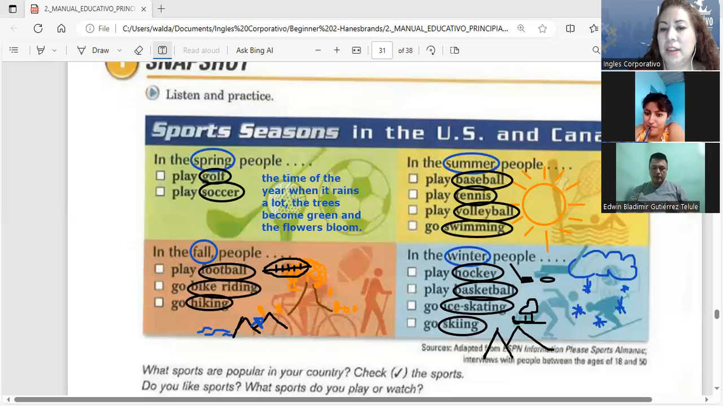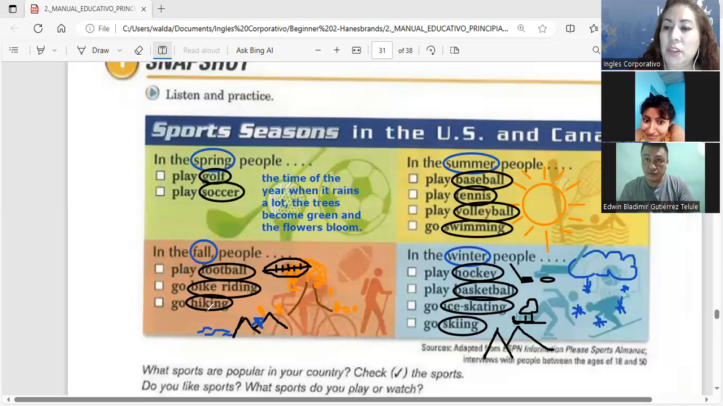Okay, very good. Do you ever watch ice skating on TV? Skating is patinaje. Do you ever watch it on TV? No. Justin, do you ever watch ice skating on TV? No. What about skiing? Do you ever watch skiing on TV? No, tampoco.